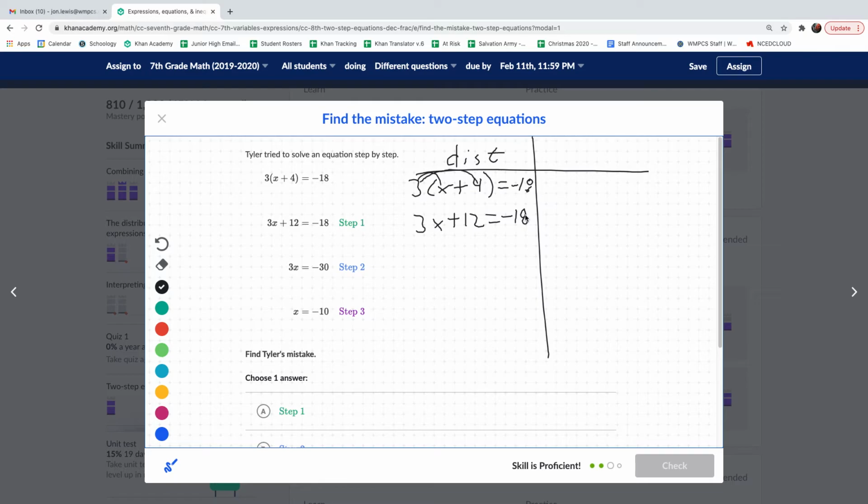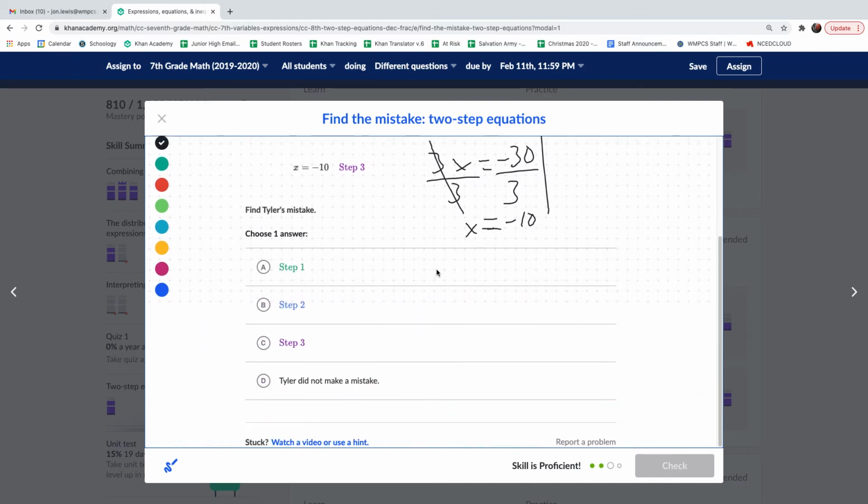Now that we know that, we can follow our other steps. We're going to subtract 12 from both sides, and we get 3x is equal to negative 30. Okay, so far so good. And then we're going to divide by 3 on both sides. That goes away and gives me x is equal to negative 10. And that seems to be the same thing that we've done. So it looks like Tyler has our same answer. It doesn't look like he made a mistake.